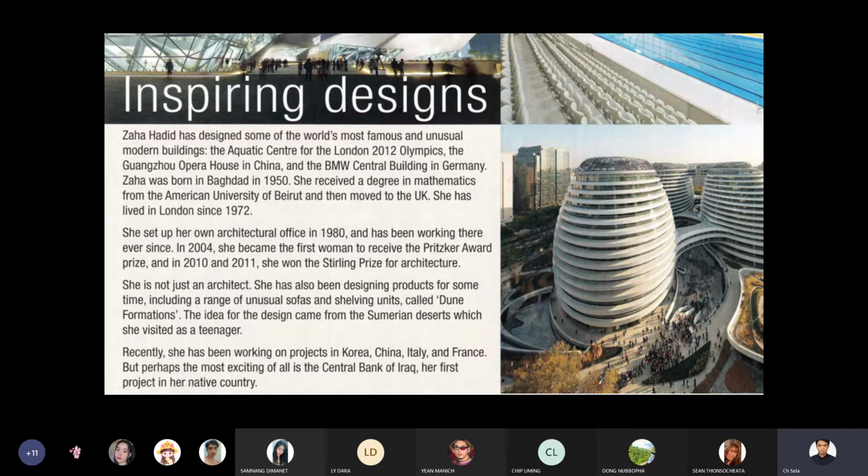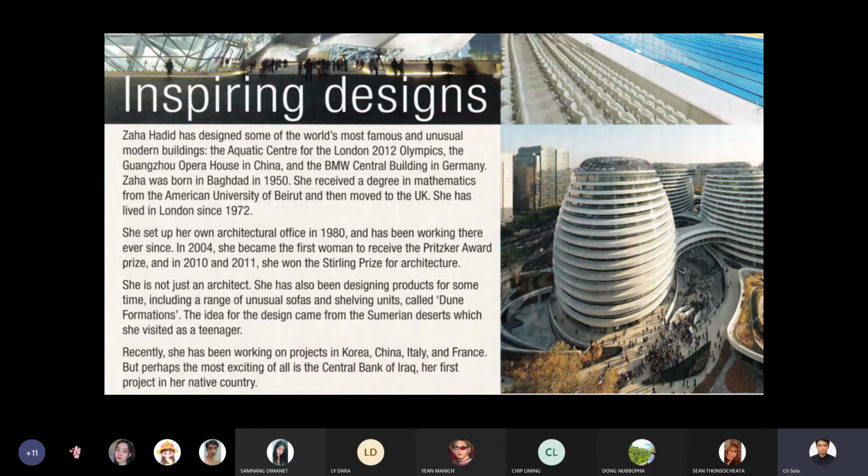Inspiring designs. Zaha Hadid has designed some of the world's most famous and unusual modern buildings: the Aquatics Centre for the London 2012 Olympics, the Guangzhou Opera House in China, and the BMW Central Building in Germany. Zaha was born in Baghdad in 1950. She received a degree in mathematics from the American University of Beirut and then moved to the UK. She has lived in London since 1972. She set up her own architectural office in the 1980s and has been working there ever since. In 2004, she became the first woman to receive the Pritzker Prize, and in 2010 and 2011, she won the Stirling Prize for Architecture.